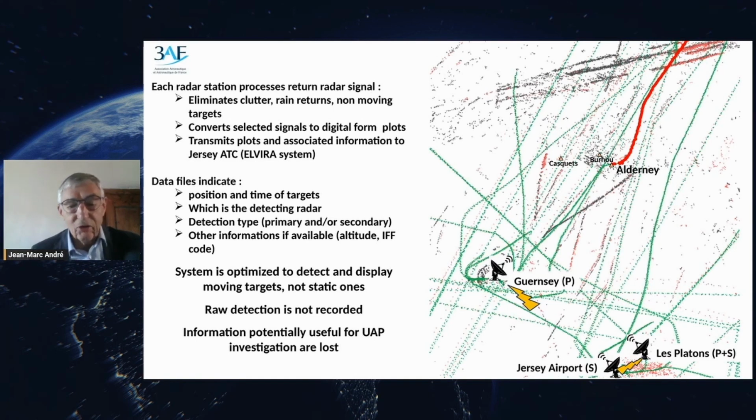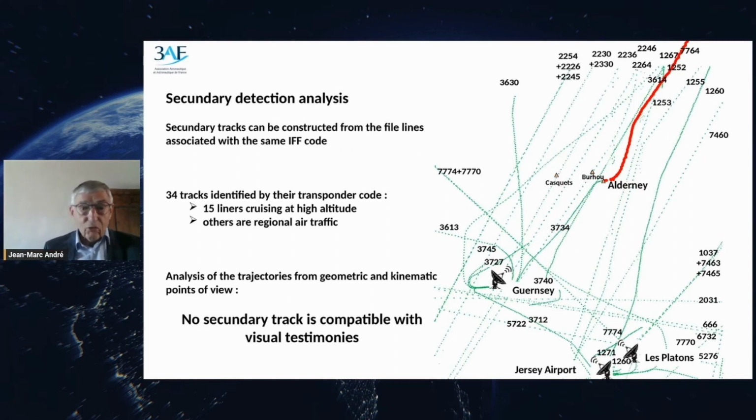Let's now analyze the detection data. This is the map of the secondary detection. The secondary detection is the easiest to analyze. Indeed, in the files, data corresponding to the same IFF code can easily be selected. The IFF code is the identification code, which is transmitted by the transponder of equipped aircraft. They can easily be selected in the detection files and combined to form what we call tracks. You see these tracks, then there are these lines, straight or curved, on the map. On this slide, you can see 34 tracks with their associated IFF code.